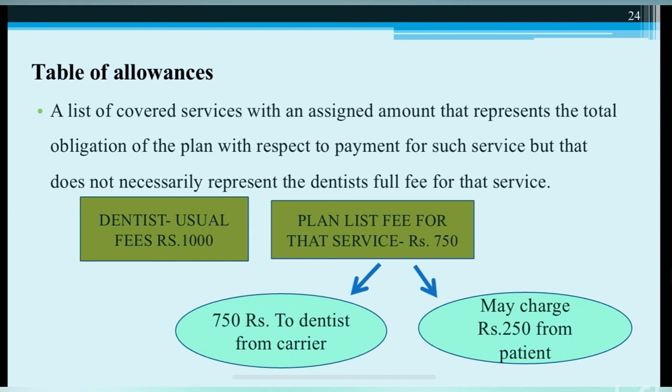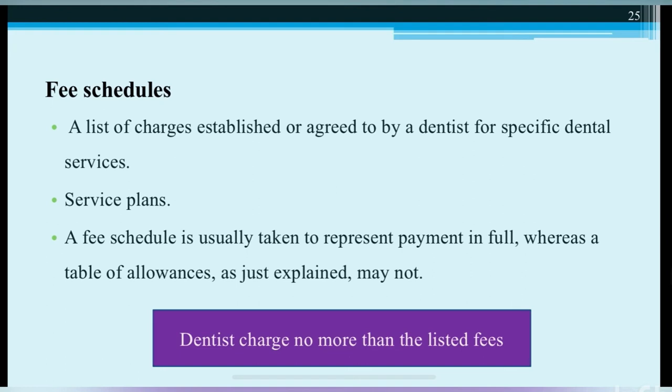A pre-planned list is given with the amounts, a pre-planned list of the services covered with a pre-decided amount. The next one is fee schedules. It contains a list of charges established or agreed to by a dentist for specific dental services. It is also known as service plans.